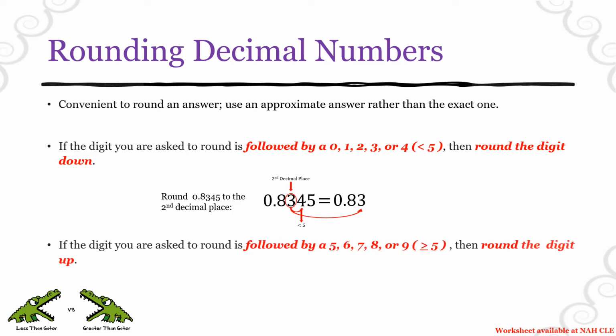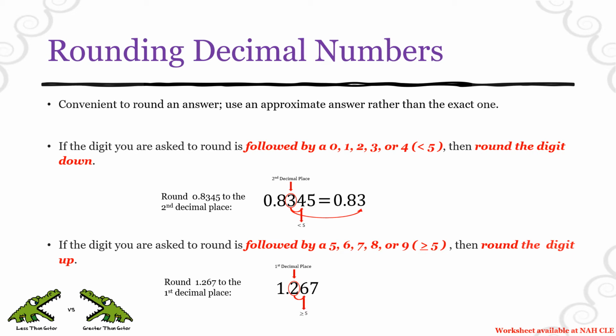If the digit you are asked to round is followed by a 5, 6, 7, 8, or 9, numbers that are equal to or greater than 5, then round the digit up. In this next example, we are going to round 1.267 to the first decimal place. We're going to look at the digit after the first decimal place, which is going to be the number to the right, or the digit in the second decimal place.